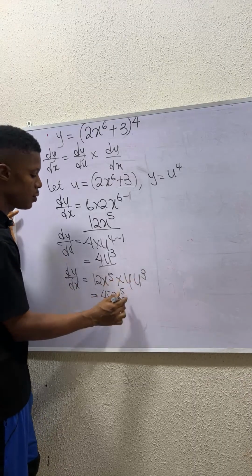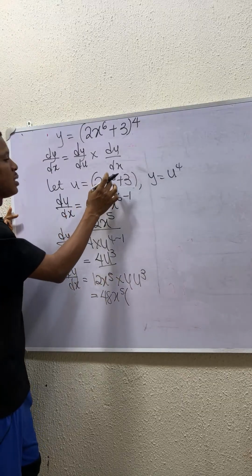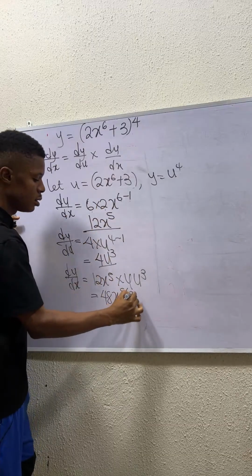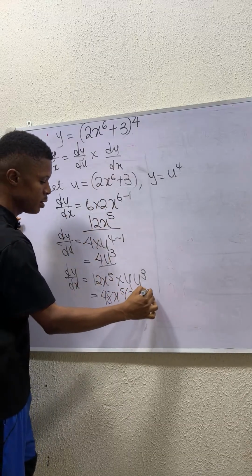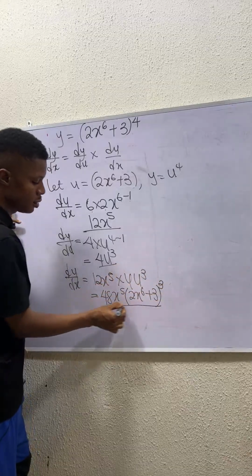Then we have our u. We have to put back the value of u. Our u is 2x power 6 plus 3. Then the new power is what? 3.